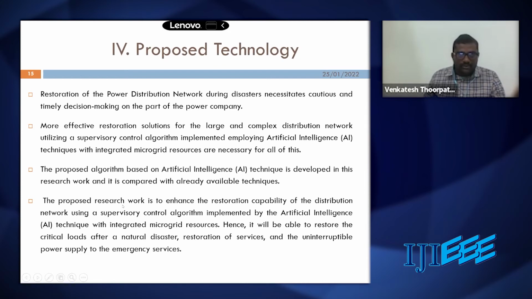My proposed research work is to enhance the restoration capability of the distribution network using a supervisory control algorithm implemented by artificial intelligence technique with microgrid resources. Then it will be able to restore critical loads like hospitals or the air force after a natural disaster occurs, with restoration of services and uninterruptible power supply to emergency services. That is the main research objective of the proposed technique, sir.